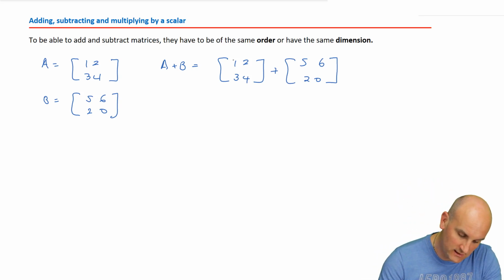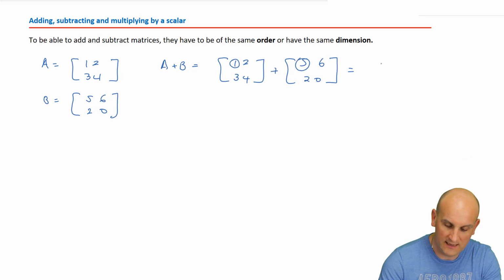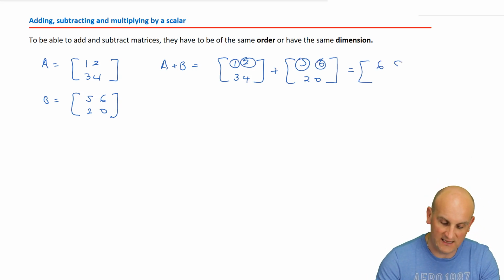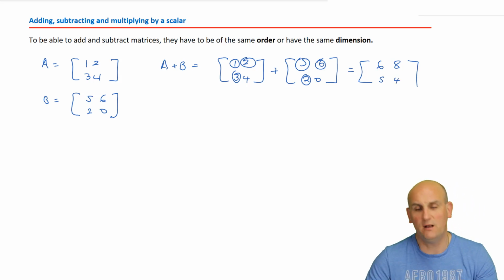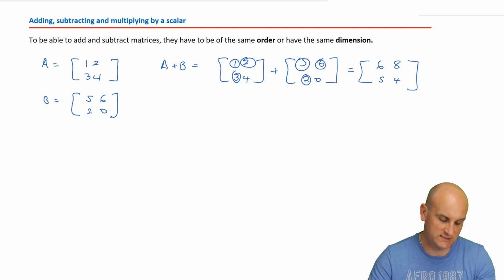Basically, in this situation, I take the 1 and the 5, and I add them together to give 6. I take the 2 and the 6, I add them together to give 8. The 3 and the 2, because they're in the same place in each of the matrices, 3 and 2 is 5, and 0 and 4 would give me 4. And ladies and gentlemen, I have added together two matrices.